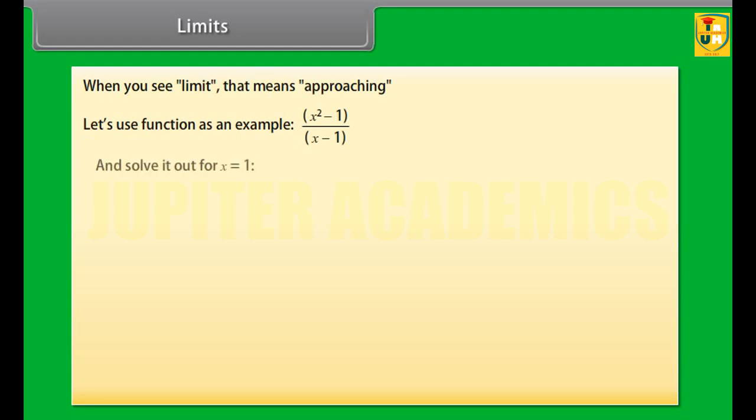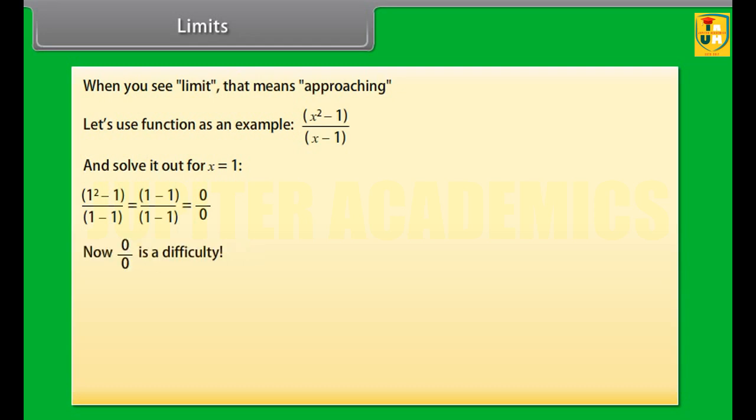Limits. When you say limit, that means approaching. Let's use this function as an example: x square minus 1 by x minus 1. And let's work it out for x is equal to 1. 1 square minus 1 by 1 minus 1 is equal to 1 minus 1 by 1 minus 1 is equal to 0 by 0. Now, 0 by 0 is a difficulty. We don't really know the value of 0 by 0. So, we need another way of answering this.